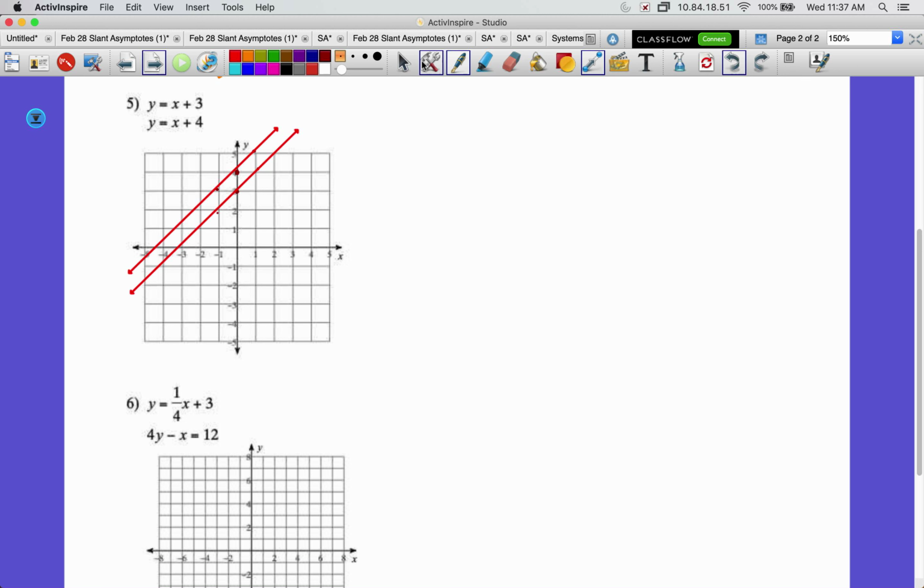Number 5, they have the same slope. So you almost don't need to graph it. If you see the same slope, different y-intercepts, you know these are going to be parallel and have no solution.